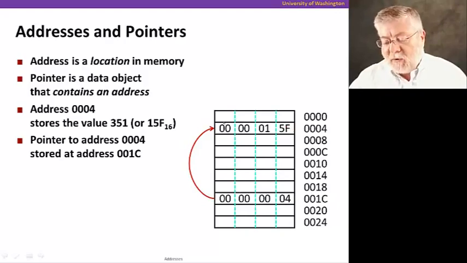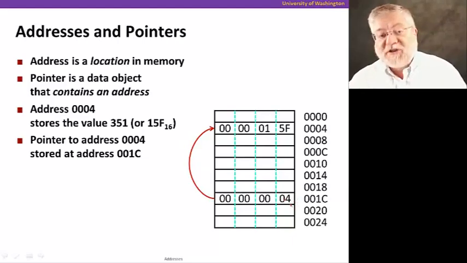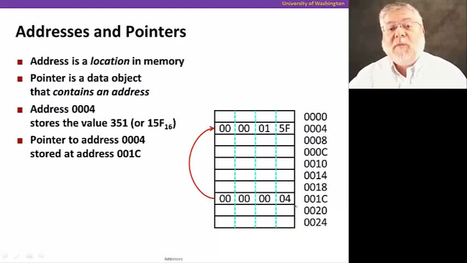That's what makes it a pointer, the fact that I interpret it that way. I could have just as easily interpreted that number as just the number 4. That would have been a data value stored at that location. But I am now choosing to interpret it as an address, in which case it is a pointer to a different location. Let's take a look at another example.